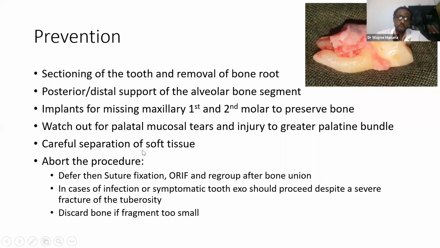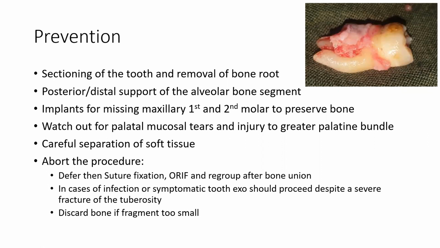Once you notice that the tuberosity has broken, there are a number of options. You could defer or abort the procedure and just resuture the tooth back into position, then come back maybe 2-3 months later and use a different technique. Or if the fracture is severe, sometimes you have to fix the fracture or do an open reduction and internal fixation. However, in cases of infection, or if the indication for the extraction was symptomatic, you cannot abort the procedure, because the infection will worsen and the patient will still be in the very same pain that they presented with.